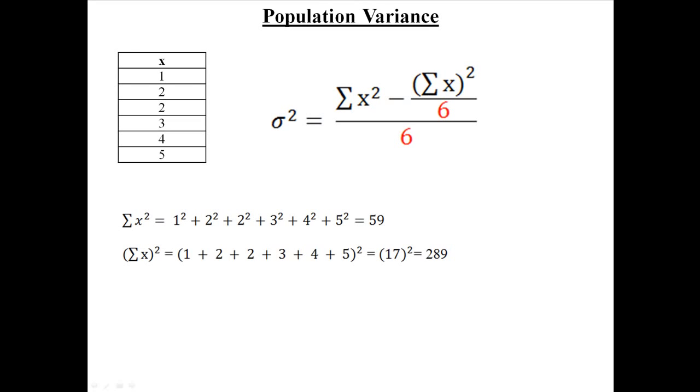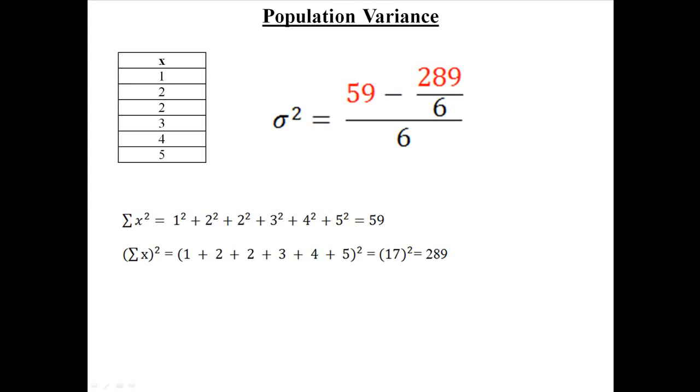Now we're going to need to find the sum of all x squared and the square of the sum of all x. I'm putting these two things next to each other because people often get them confused, and I want you to see the difference. In the first one, you square the x's first and then add them together, and in the second one, you add them together and then square them. So we get the sum of all x squared of 59 and the square of the sum of all x of 289. So I'm just going to put those things into the equation, and now we're pretty much done.